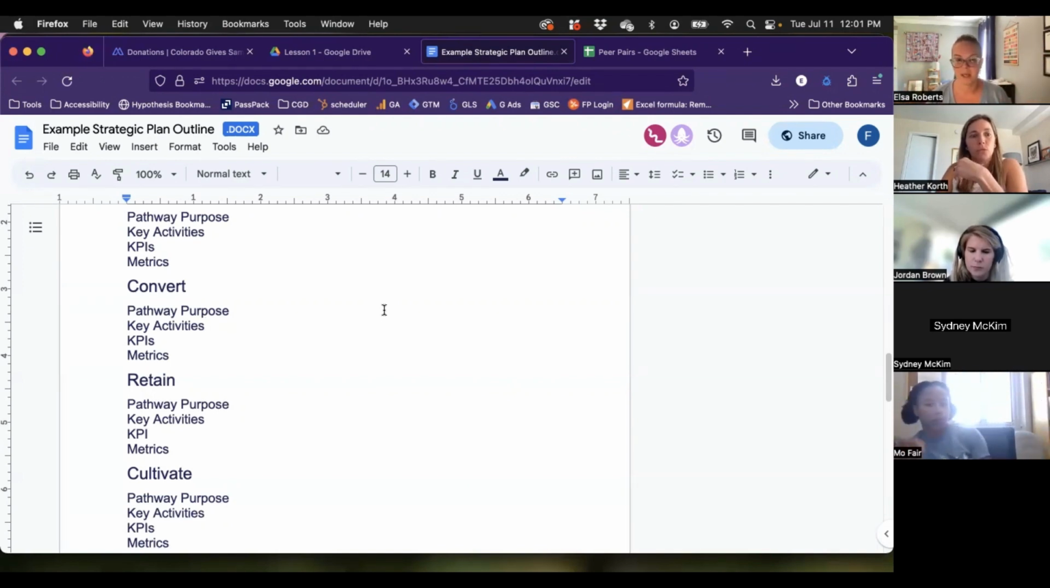Then a campaign plan is specific to something that you're actually going to operationalize, like Colorado Gives Day or end of year giving, or if you have an event, you've got to have a plan for that. Does that make sense? Yes, thank you very much.